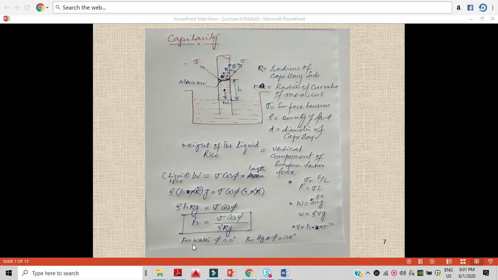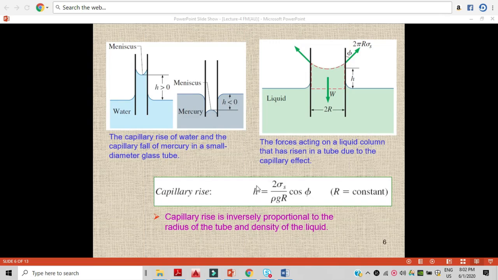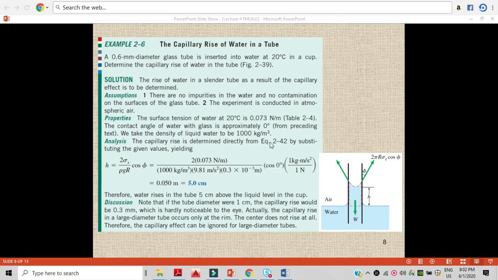Okay, so for the water the phi is equal to 0, and for the mercury the phi is 128 degrees. If it is not given in the problem, you can assume it yourself. Okay, so here is the derivation of this equation. So fine, let's move on to a numerical.